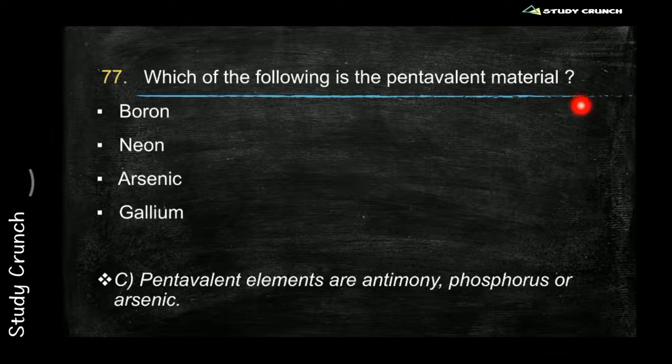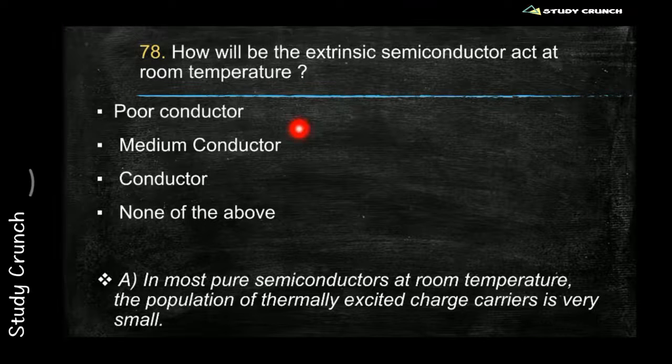Which of the following is a pentavalent material? So the answer is arsenic. Among these, arsenic is a pentavalent material. How will an extrinsic semiconductor act at room temperature? So it will act as a poor conductor, as in most of the pure semiconductors, the population of thermally excited charge carriers is very small. So it will be a poor conductor at room temperature.